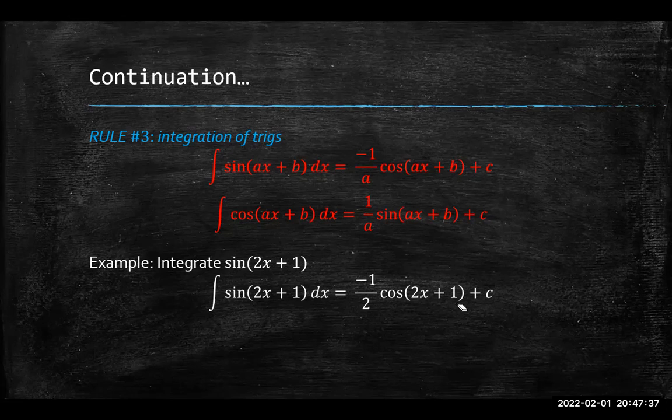If we were to integrate cos 2x plus 1, would the answer be 1 over 2 sine 2x plus 1 plus c? Yep. Good job. That would be right. People, do not throw your marks down the drain from a please.